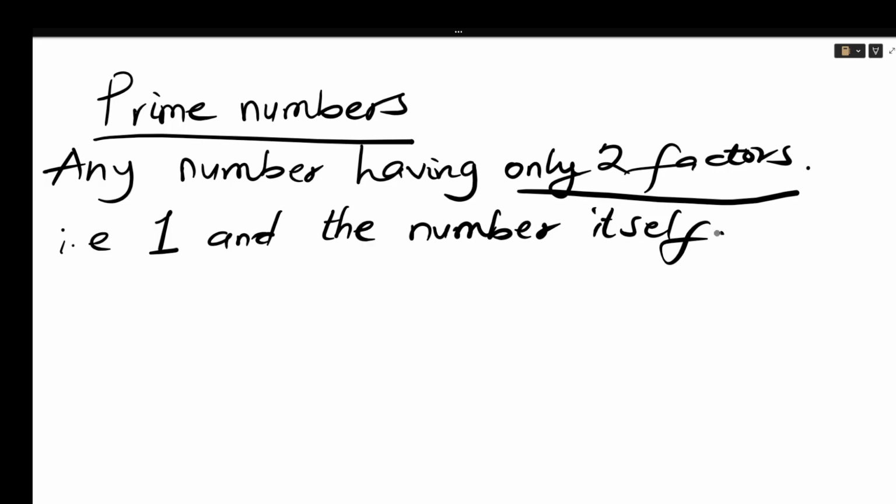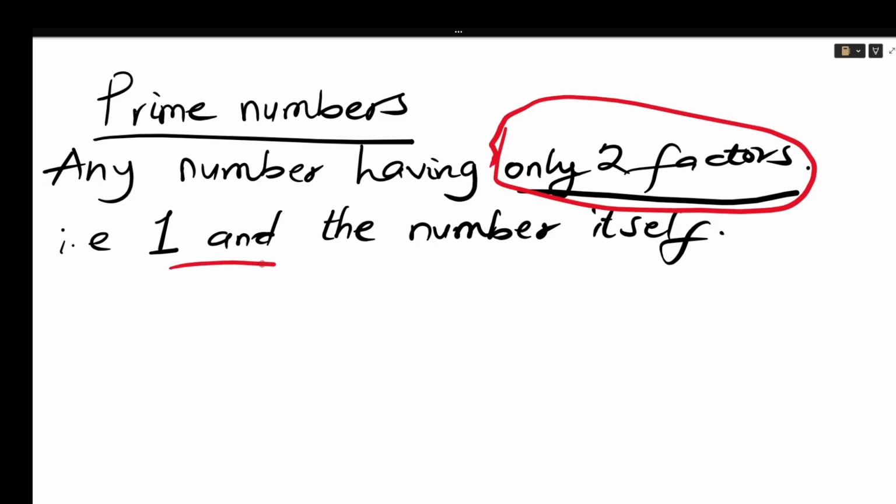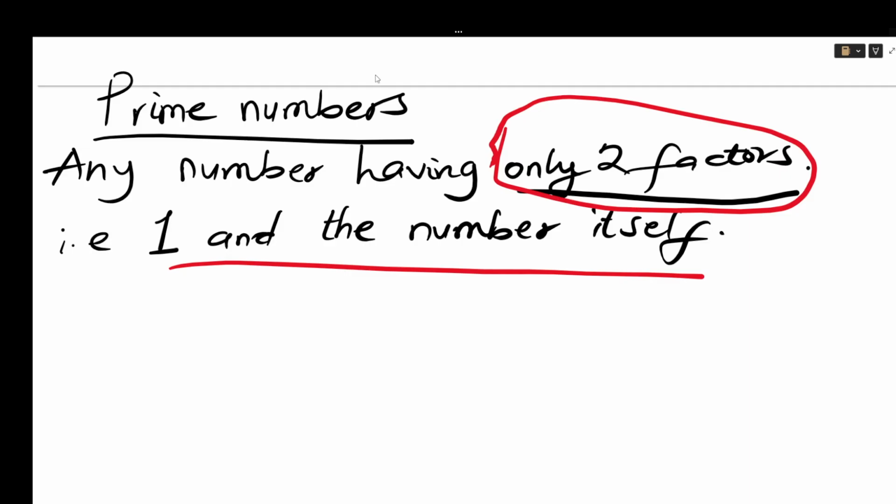So let's look at the definition for a prime number. We say a prime number is any number having only two factors. You should take note of the keyword here, only two factors. And then again, those factors should be 1 and the number itself. That is exactly why we needed the explanation on how to find the factors of a number, because if you are not able to find the factors of a number, then you wouldn't be able to identify if a number is prime or not. So let's take a look at an example.